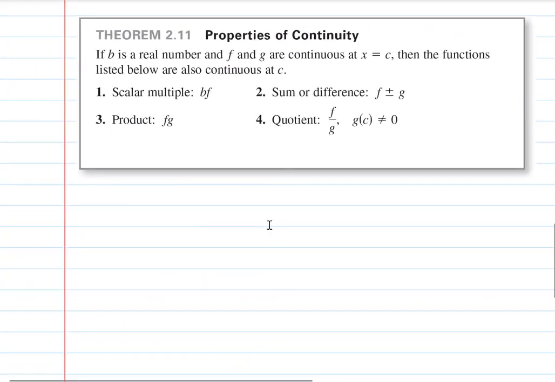Now that we know the definition of continuity, we can apply some properties that just follow from the definition, and they're pretty straightforward.